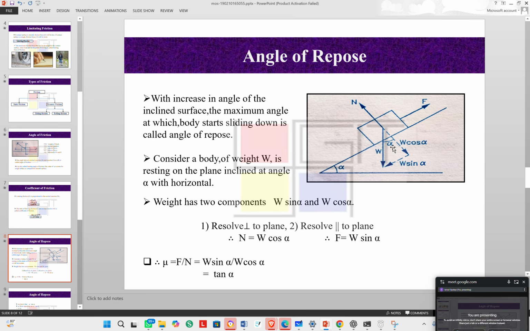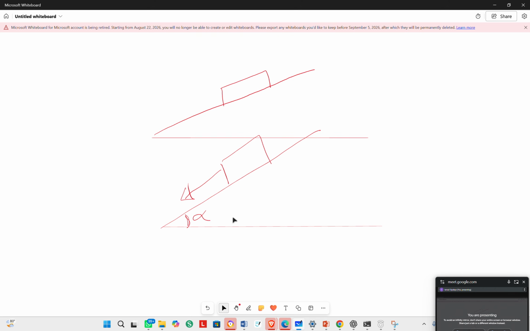And remember I've shown you the resolved components of the weight. Along this line is the resolved component of the weight in this direction. The angle alpha is equivalent to what we have here. This is still alpha, and this is another alpha. So this one will be W cos alpha, and this one will be W sin alpha. I explained that here.